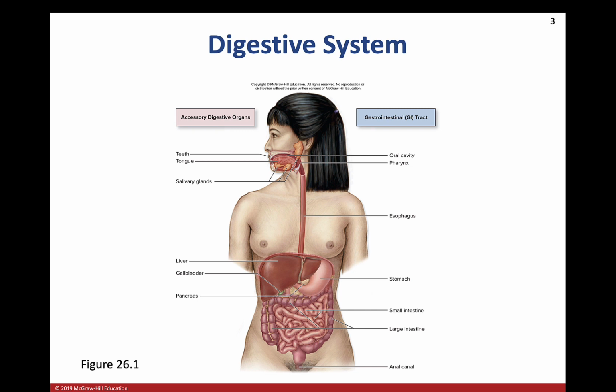Whereas the accessory organs, so these are not part of the tube, but play some role with digestion in some manner: teeth, tongue, salivary glands, liver, gallbladder, and pancreas. So probably, especially when we look at the accessory organs of the lower GI, their primary role is to produce secretions that aid in the digestion. And when we talk about the liver, the gallbladder, and the pancreas, all of their secretions basically funnel into the duodenum of the small intestine.